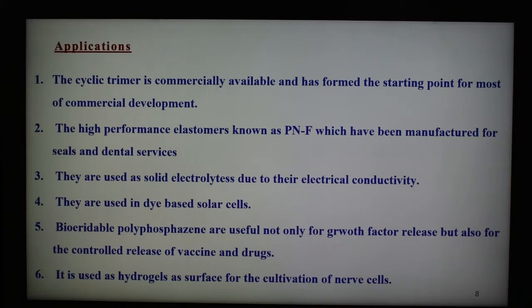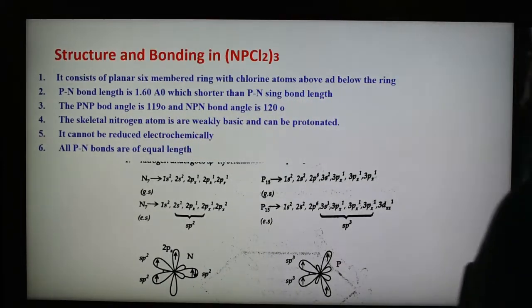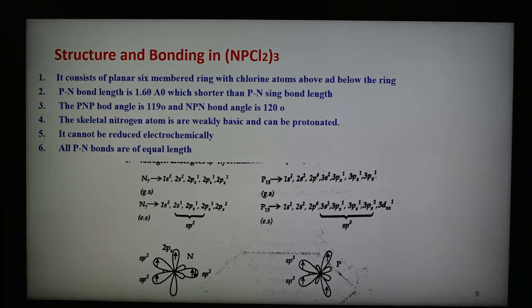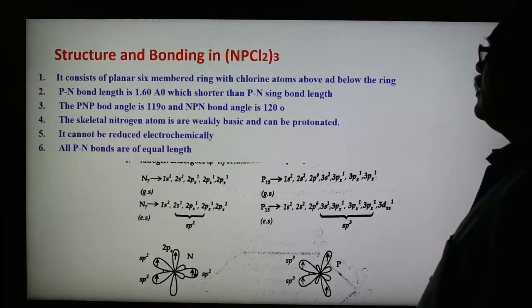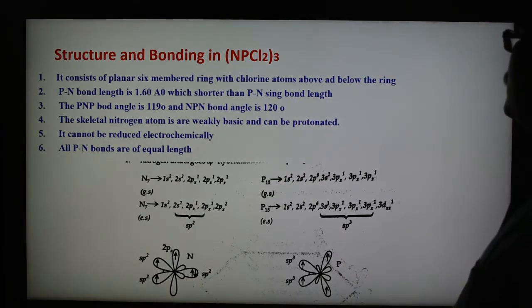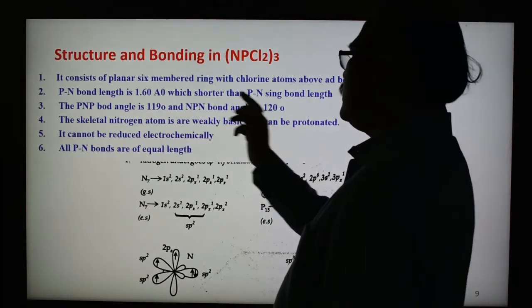After this we are going to discuss the structure of polyphosphazene, that is the trimeric compound. Here some data is shown, and on the basis of this data, it consists of a planar 6-membered ring with a chlorine atom above and below the ring, and the PN bond length is given as 1.60 angstrom, which is shorter than the PN single bond length. The PNP bond angle and NPN bond angle are also given.